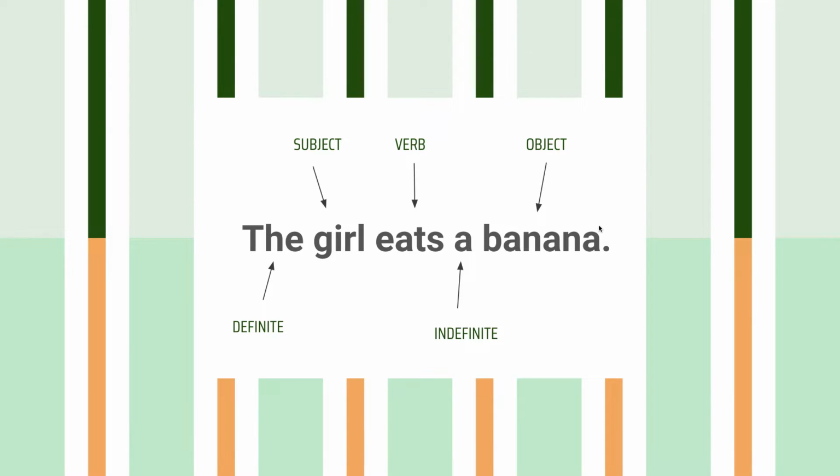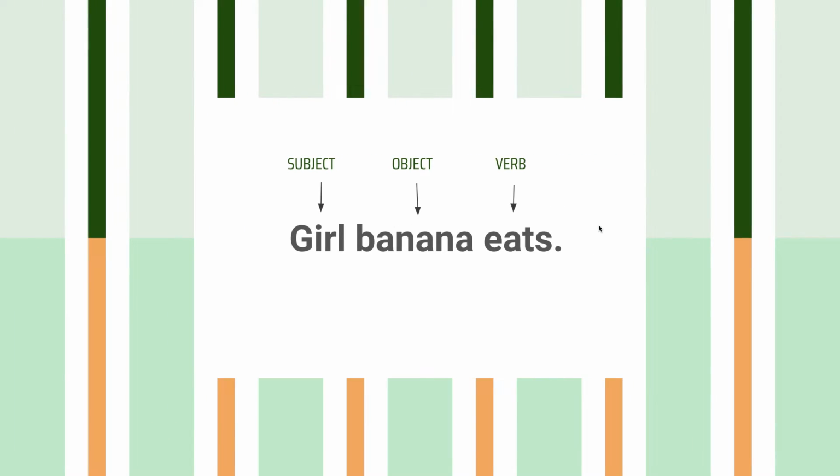Alright? However, in Bengali, we have a little bit different order. We still start with subject, but then we have our object, and lastly our verb. So we call this an SOV language, which is just subject, object, verb. Alright?